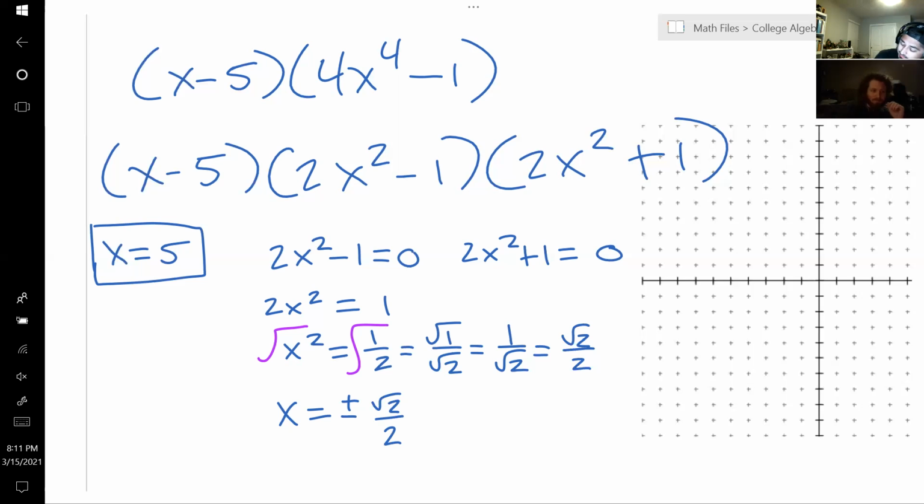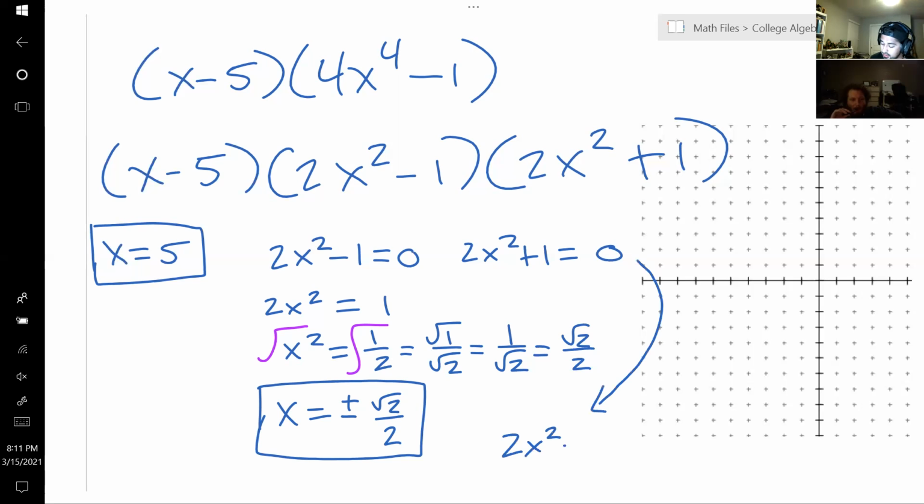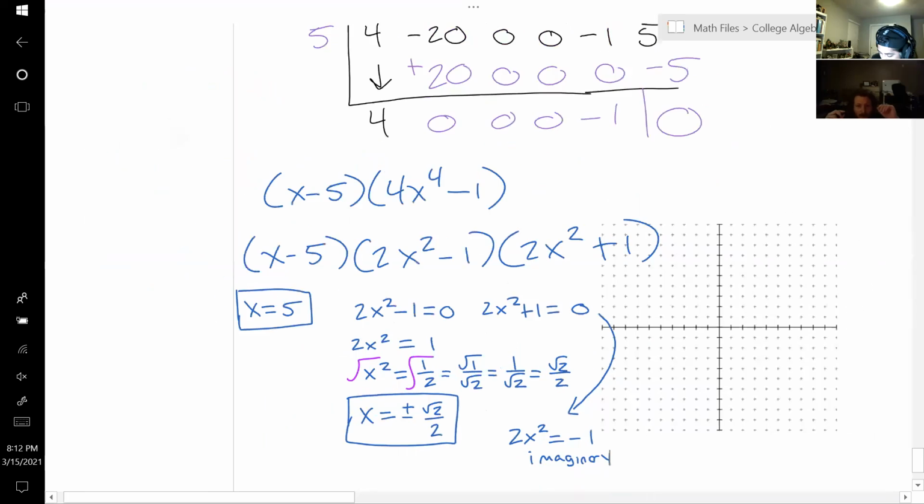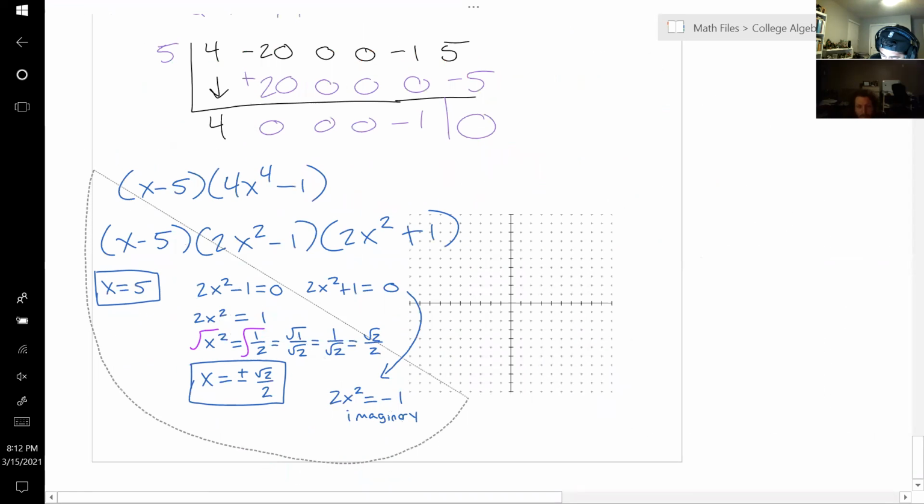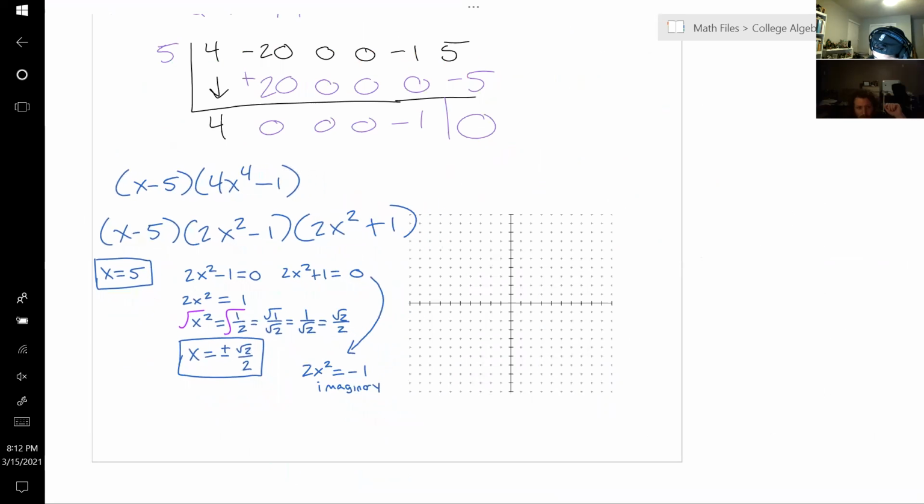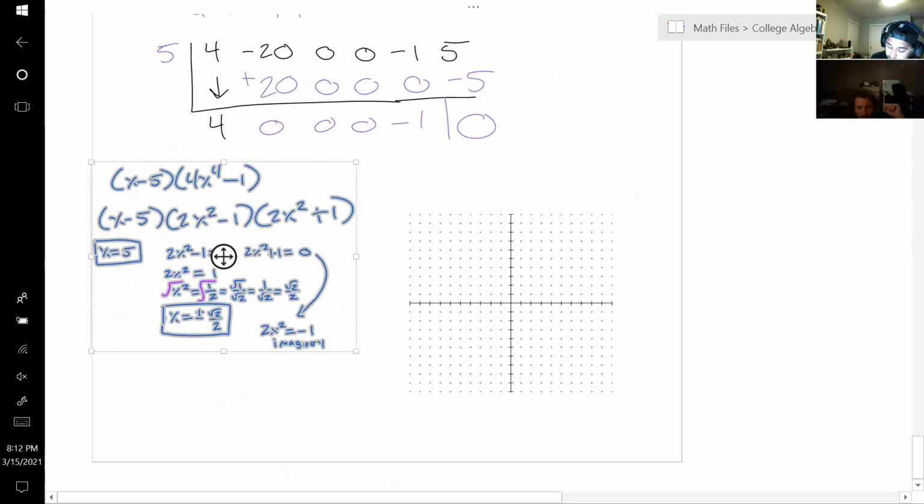And there's those x-intercepts. Are we going to get x-intercepts from the last ones? They'll be imaginary, right? You'll get imaginary numbers, which means we don't have to worry about them. So that'll be all imaginary.